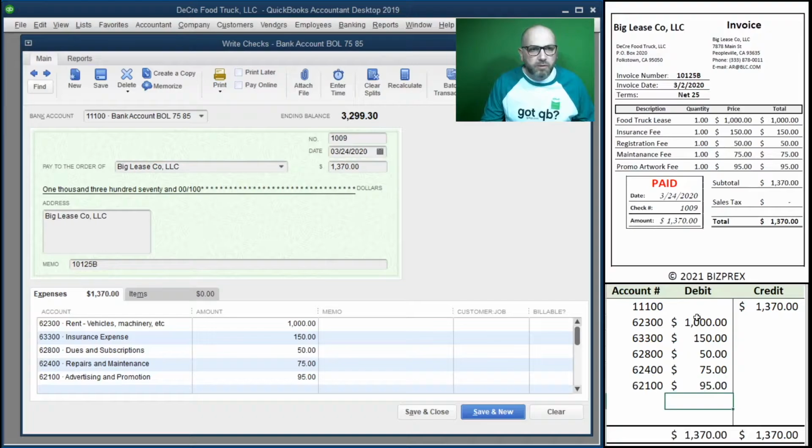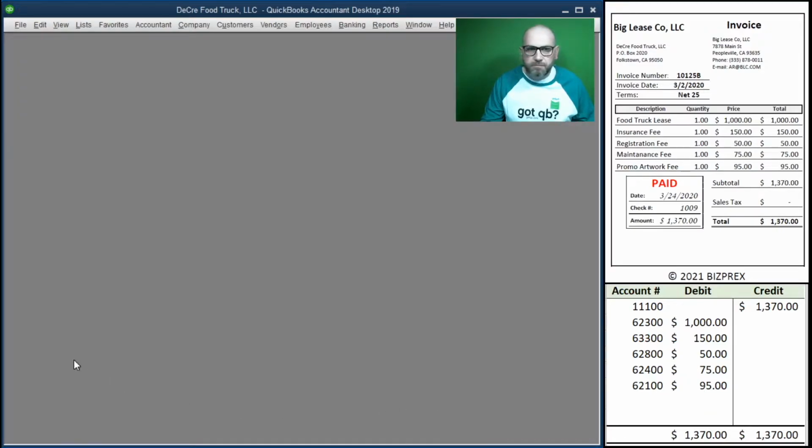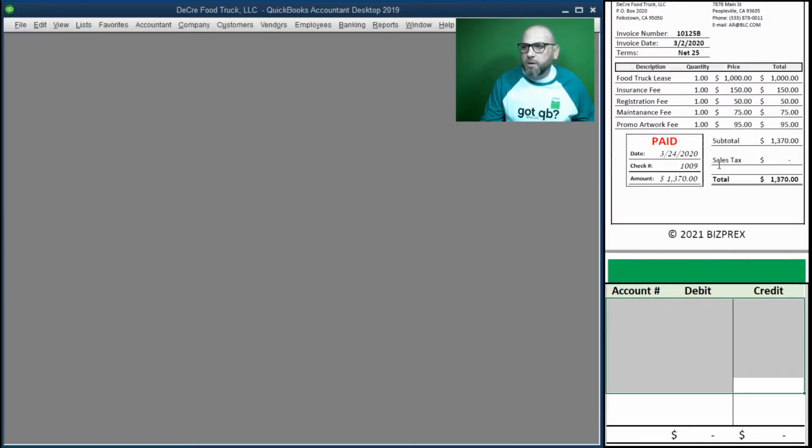Again, our sum of debits and credits is in balance. That's what we're going for. We're crediting our bank account and we're debiting all these expense accounts. They're going up. The bank account balance is going down through credit. What's important is that the sum of debits equals the sum of credits, and they do. And we can go ahead and save and close it.